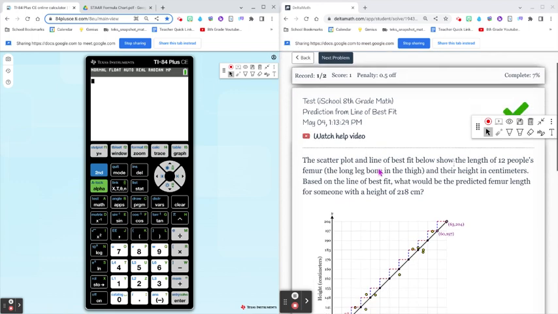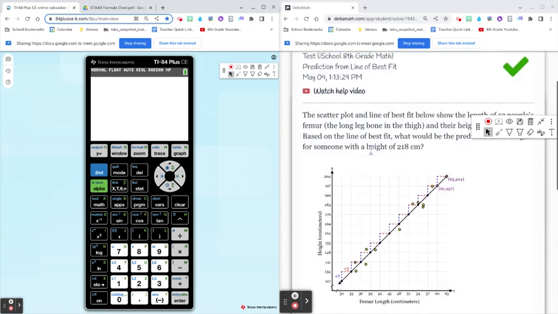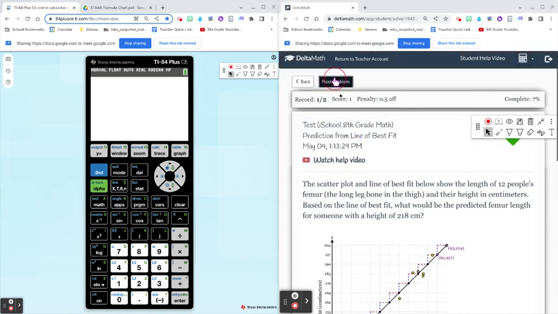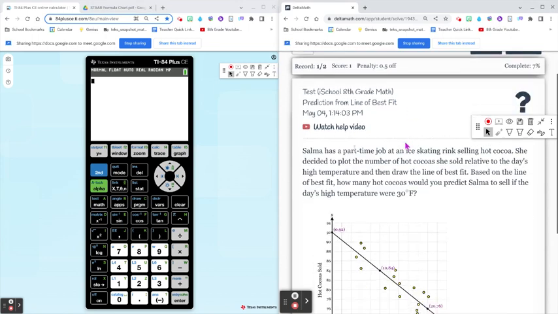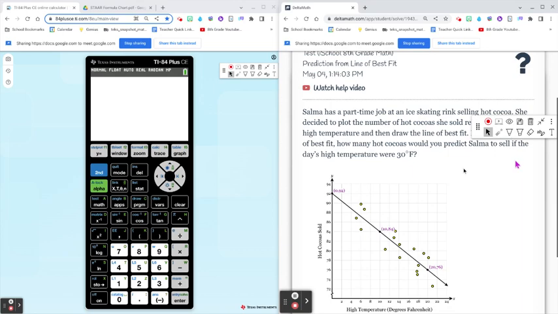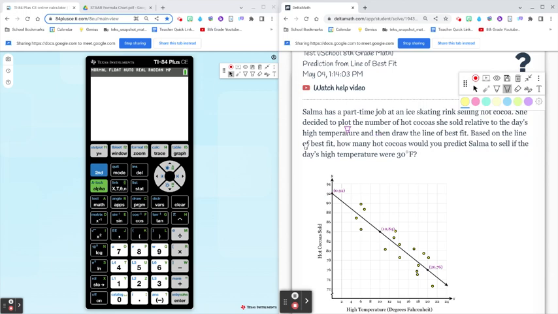All right, so I'm not even going to read about this. Oh, this is the same one. Next problem. I'm not going to even read about Salma and the part-time job. What I care about is I realize that I have a line here. It's a scatter plot and a line of best fit. And they want me to see how many hot cocos when it's 30 degrees Fahrenheit.